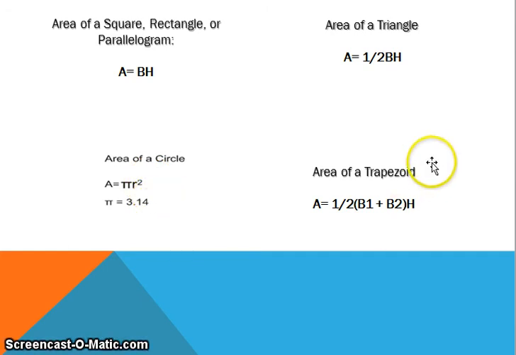And then one that we haven't talked about, but we might see it tomorrow in our irregular shapes assignment, is the area of a trapezoid. So that means area equals 1/2 base 1 plus base 2 times h. I'll give you an example of that one tomorrow. But please make sure you have all 4 of those formulas written down in your reader's notebook.